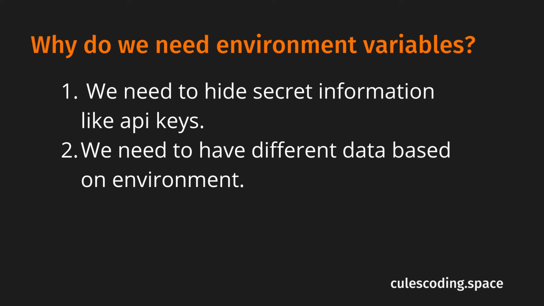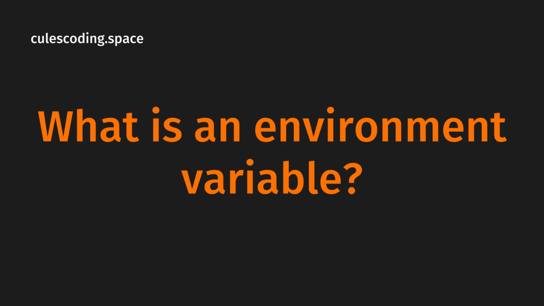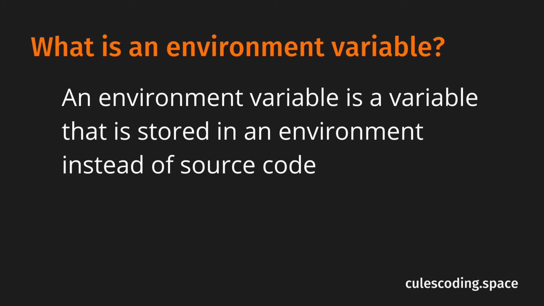Secondly, you want different data based on the environment. For example, you might be working with some kind of database, so you want a different database for different environments. So you are obviously going to need different connection strings. If you use environment variables, then you can change the connection string based on the environment rather than changing your source code. Alright, so what is an environment variable then? An environment variable is a variable that is stored on the environment. As easy as that. So let's see how we can use environment variables with Node.js.